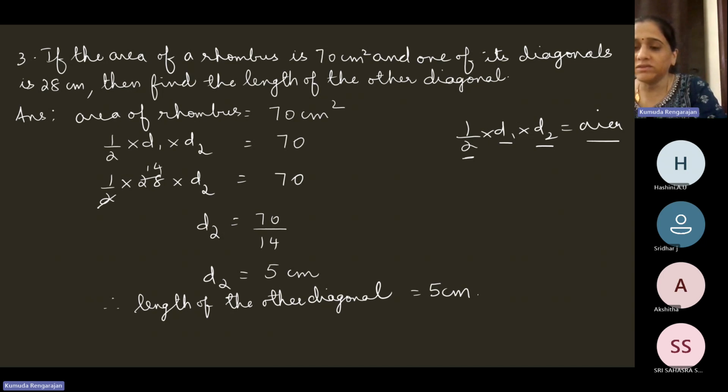So here we are given area and the length of one of the diagonals. So of the 3 unknowns, you know the values of 2 of them. Area you know and D1 you know. So you can find D2.